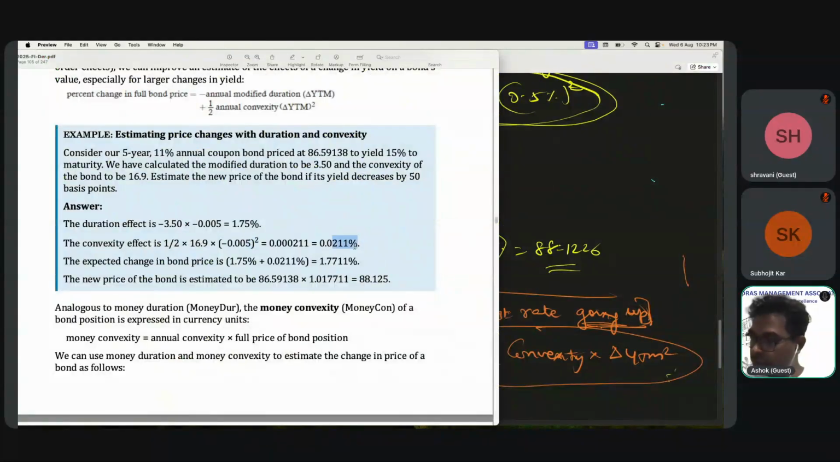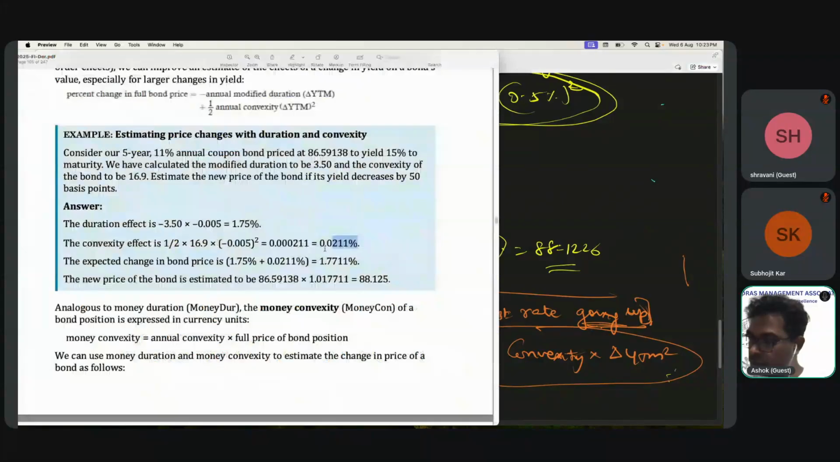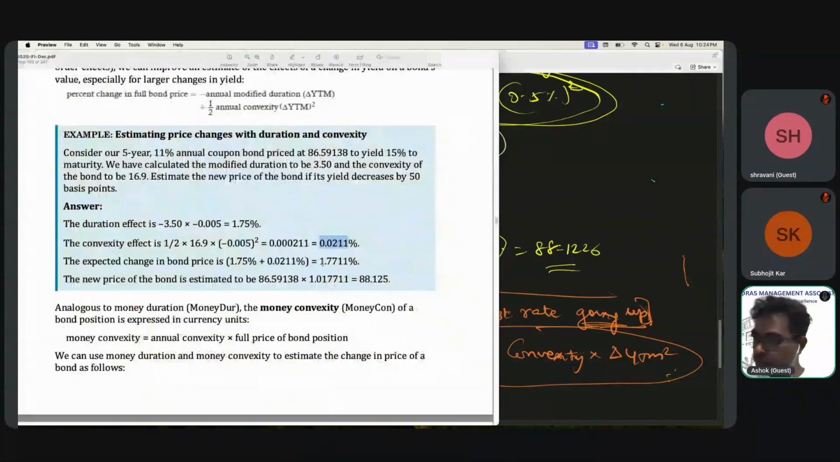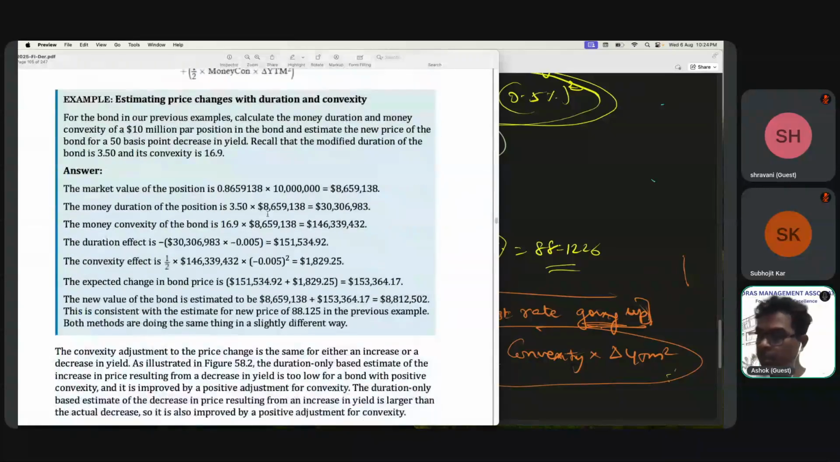The convexity we calculated, which is here 0.02, 0.0211 percentage, this part. Okay. Then 1.77, so we got 82. This is also done. Another one is this part, last part.